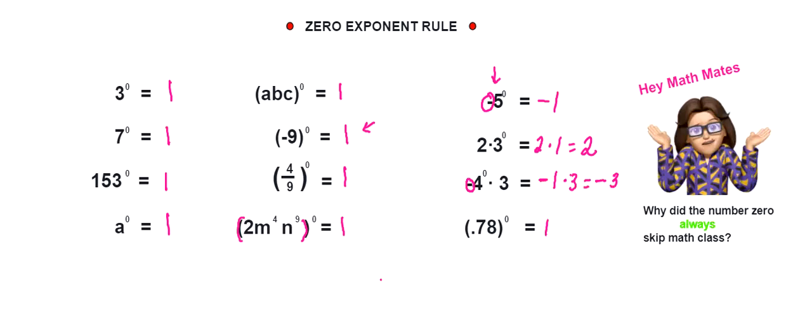Why did the number 0 always skip math class? Because it knew it would just raise every number to the power of 0 and make them all equal to 1. So the 0 didn't have to come to class if you made all the answers 1. All right, I know it's a little corny, but it's fun. You know, I like to add a little fun here.